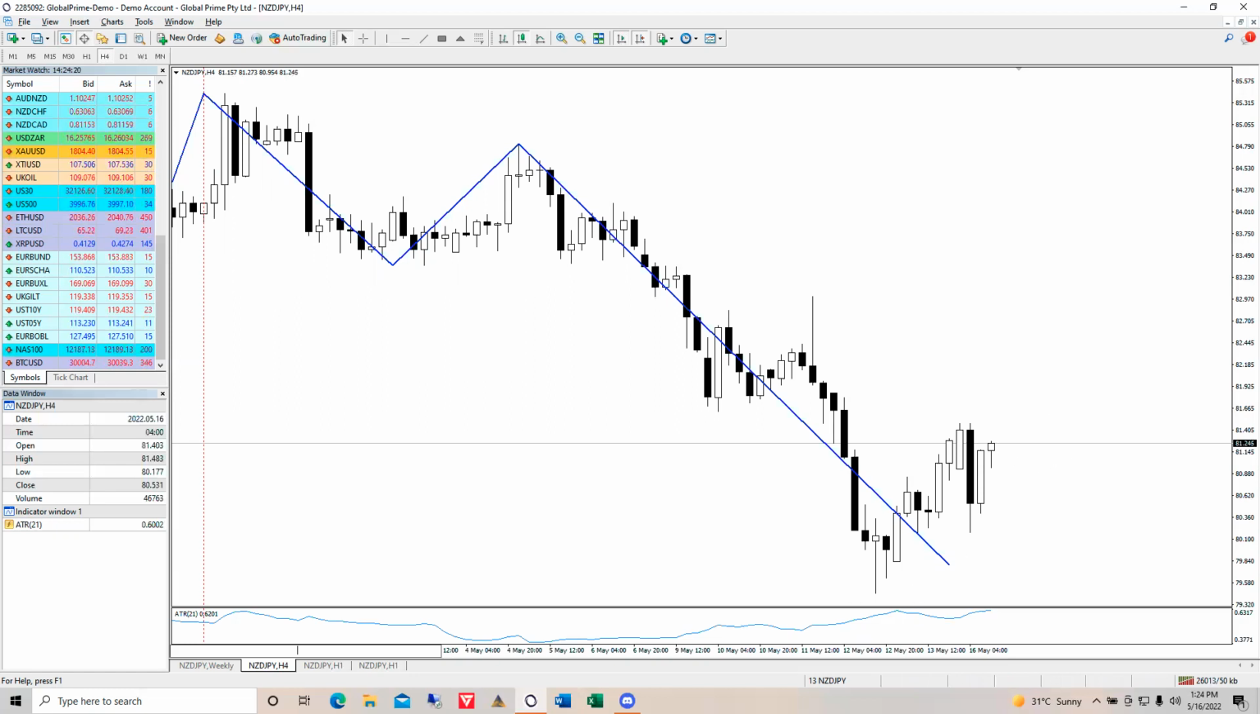A similar picture to the Aussie, not quite an engulfing candle, but certainly an impulse candle. Let's see if this does roll over. But as always, we don't predict what's going to happen. We wait for the market to prove itself, and then we take appropriate action.